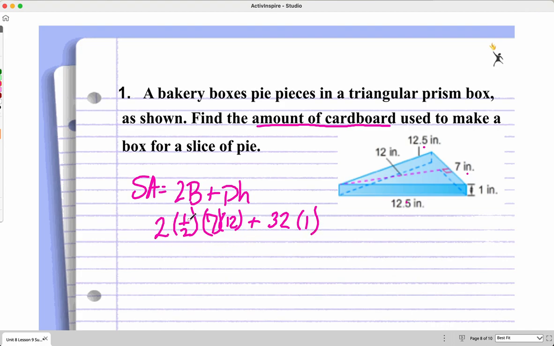So let's do our math. Again, those two cancel each other out. We're left with 84 plus 32. And added together, we get 116 square inches. So not a massive size box, but it's big enough that they want to go ahead and use it. That's going to be a decent amount of thing. Now that's a really thin pie. I think I might want a 2-inch box for me, in my personal opinion.